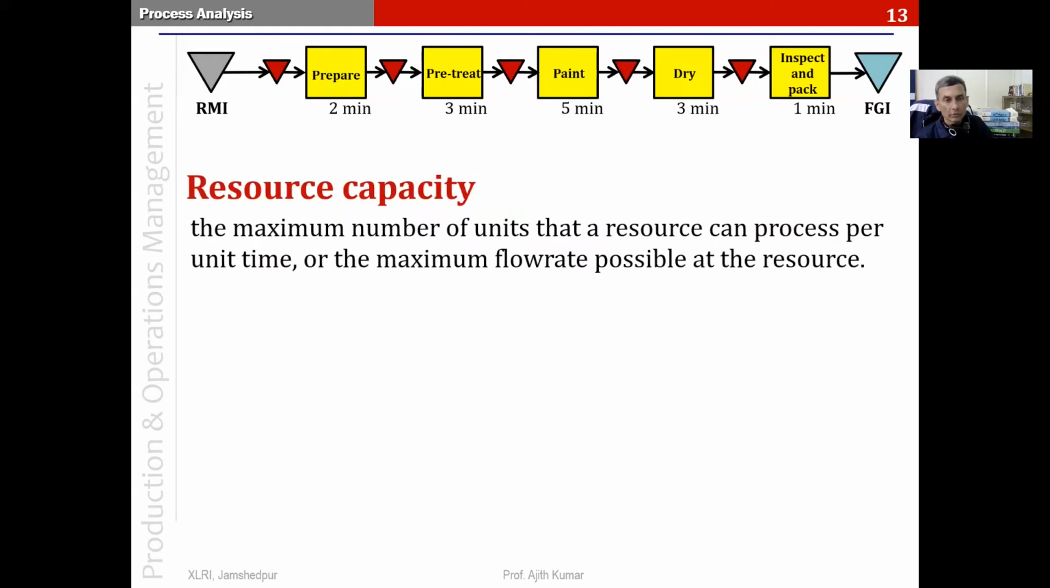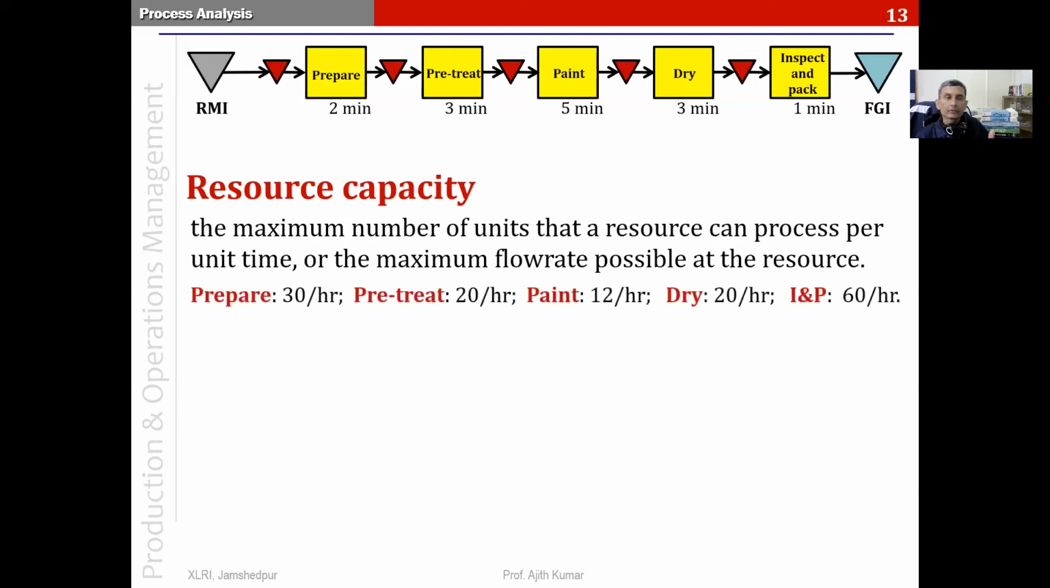Next, resource capacity. Resource capacity refers to the maximum number of units that a resource can process per unit time, or the maximum flow rate possible at the resource. So you can see that the resource capacity depends on how much time a step takes to process a given unit. At the prepare step, for example, each unit takes 2 minutes to be processed, which therefore means that in 1 hour, a maximum of 30 units can be processed. So the capacity of the resource known as prepare is 30 units per hour.